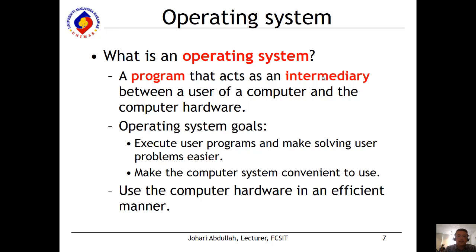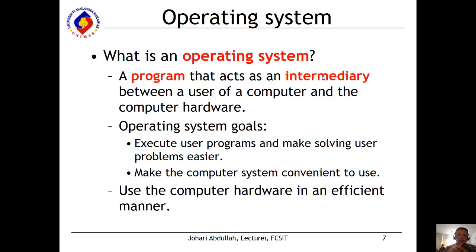So it acts as an intermediary, a middle person or middleman between the end user and the hardware itself. Now, why do you need an operating system? Because you can execute user programs and make solving user problems easier. Have you seen in the previous slide? In order for you to run application software, you need to actually install that in an operating system.